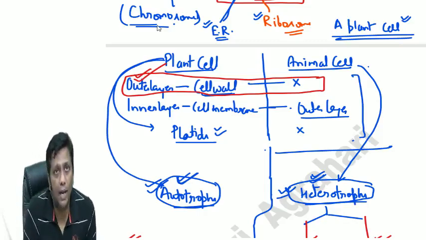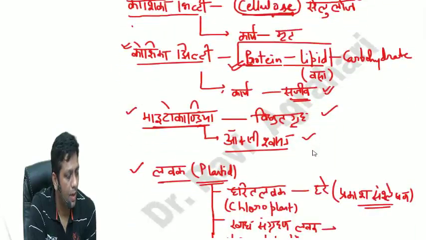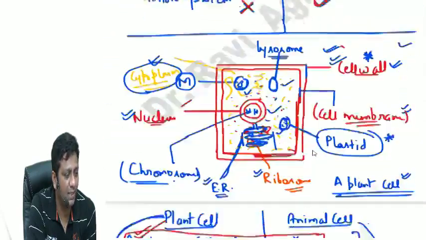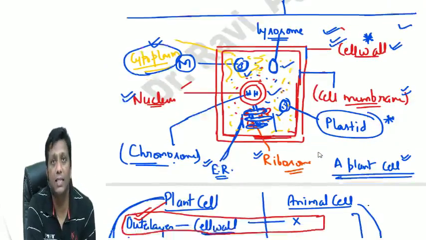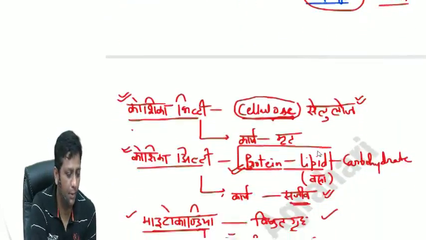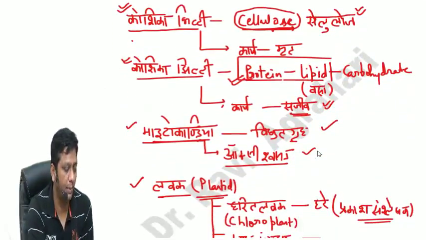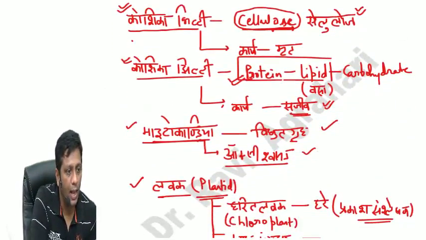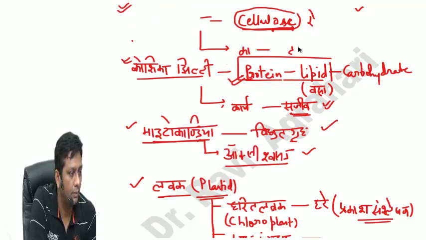Okay everybody, now come. Now each and every cell part, cell wall, cell membrane, plastid, nucleus, everything I will discuss separately, only for the objective paper, guys. And here we start first with cell wall. So the first discussion is about cell wall.